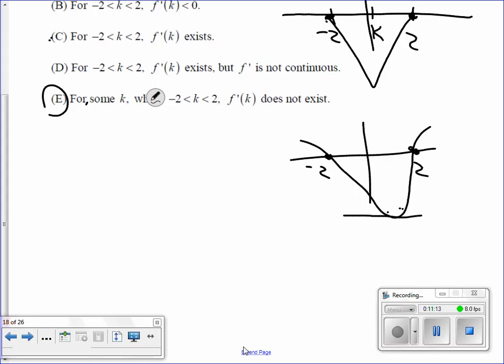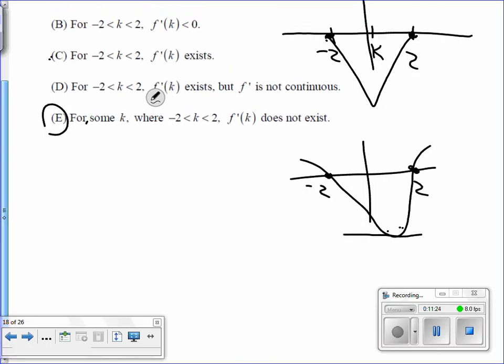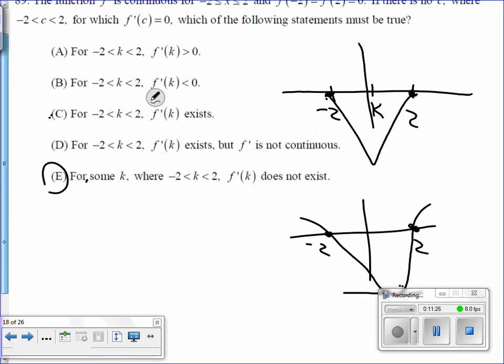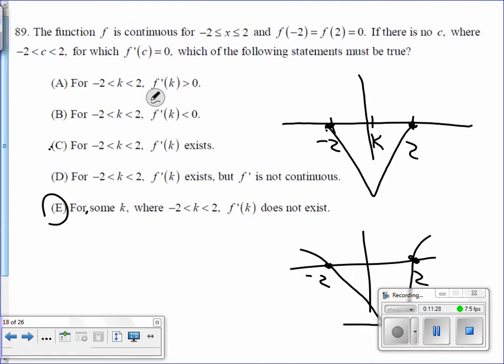Right? Now, just because it's continuous, it doesn't mean it's differentiable. There could be corners or cusps, things like that going on. It just means continuous, you're not lifting your pen off the paper. Then they say, okay, so it's continuous, the endpoints are zeros, and yet there's no value c between -2 and 2 at which the derivative, the slope of the tangent, is 0.